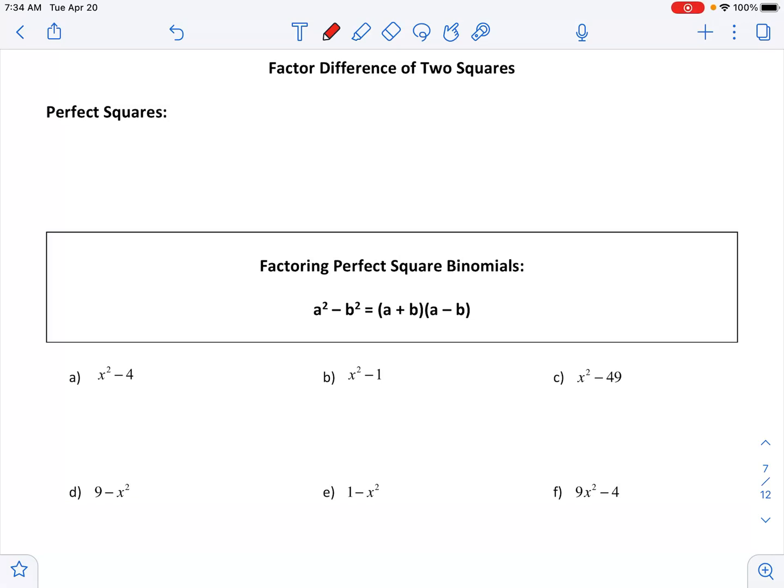Factoring that we're going to be talking about is what's called the difference of two perfect squares. Now, before we get to that, it's going to be really helpful if you recognize your perfect squares. So let's go ahead and list those first.